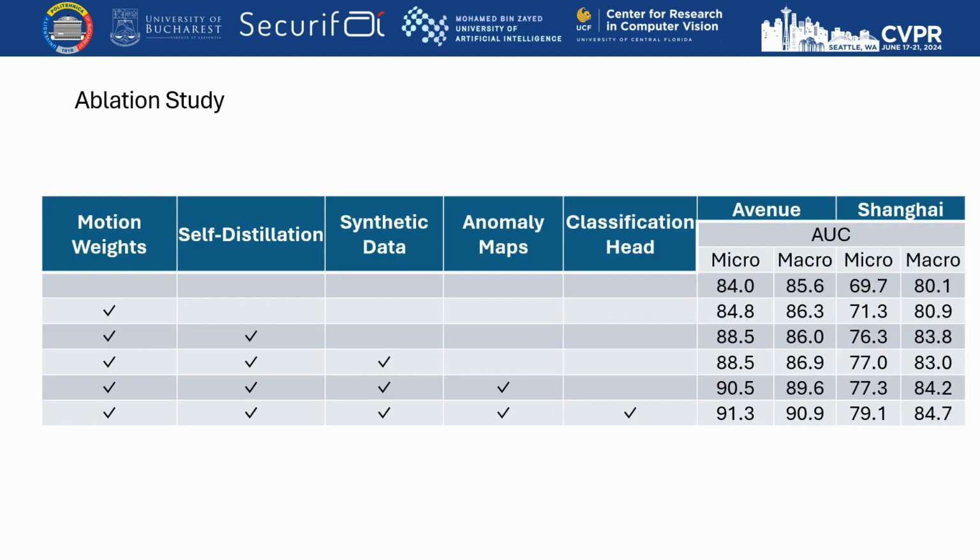Here we present an ablation study where we can see that all the proposed components are useful. The importance of synthetic data might appear marginal at the first look, but please note that without synthetic data, anomaly maps as target features wouldn't have been possible, and neither the classification head.